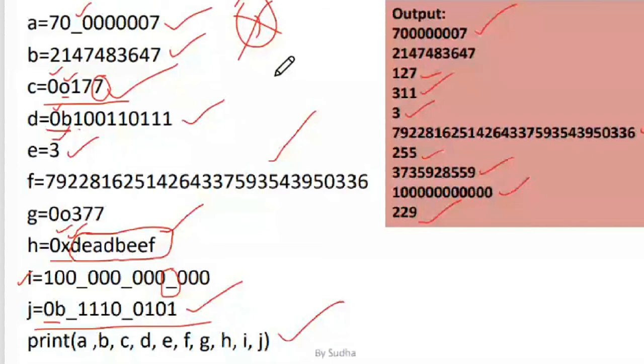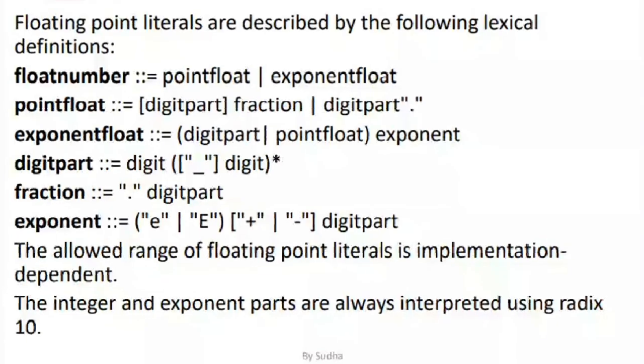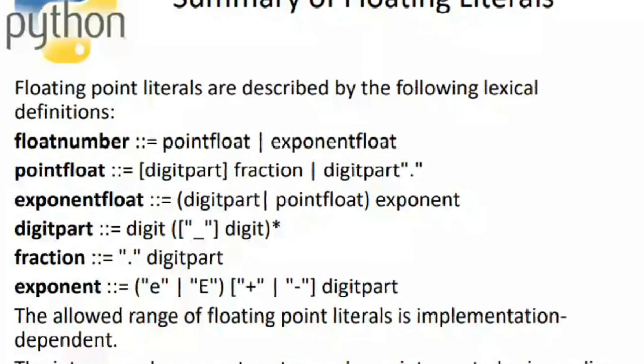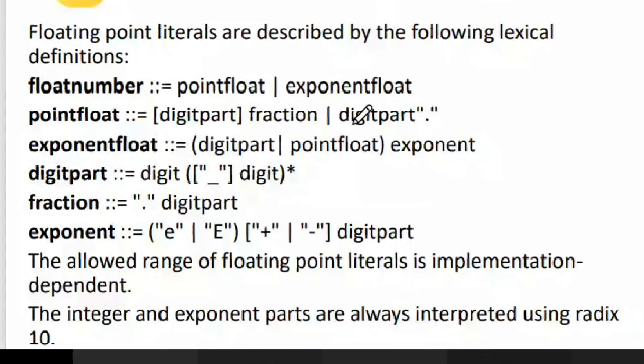We'll see the summary of the floating literals. The summary of the floating literals is described like this. You have the digit part, and then this particular dot over here, which gives the exponential float. You can have any number of underscores, and the digit is 0 to 9. Whatever you have after the dot, you call that the fraction. You can also include an exponent, which is represented with a lowercase e or uppercase E, followed by a plus or minus and then the digit part, which is 0 to 9.